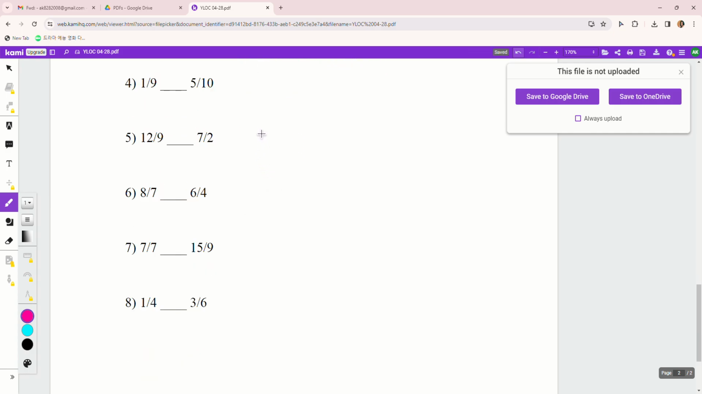Next is number 5, 12 over 9 and 7 over 2. So this, you can make it a common denominator of 18. So 9 times 2 is 18, and then 2 times 9 is 18. So you would have to multiply 2 and then 9 to here. Because 9, you have to do it to both sides, and 2, you also have to do it to both sides.